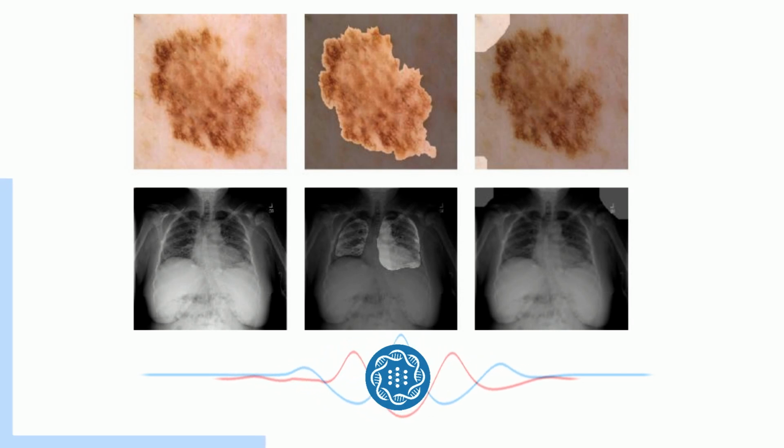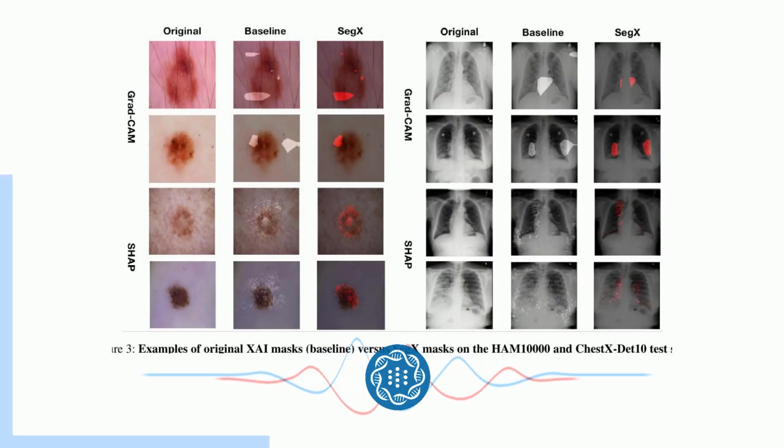What about the chest x-rays? Did SegX do the same thing there? Yeah, it did. In those cases, SegX really helped the AI pick out the right spots, like the specific areas that were connected to certain conditions, like atelectasis or pleural effusion. So that made the explanations way more helpful for the radiologists. So it sounds like SegX is making really big strides in improving how reliable XAI is.